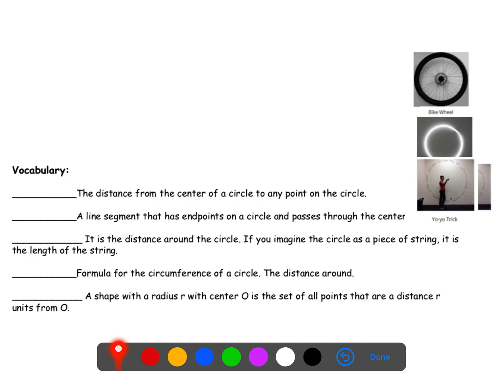So going back to how we just described these 3 images, it says the distance from the center of a circle to any point on the circle. That was what we used to describe the yo-yo trick. The distance from the center of the circle to the outside, that'd be like the length of the string of the yo-yo, was called the radius. So let's record that.